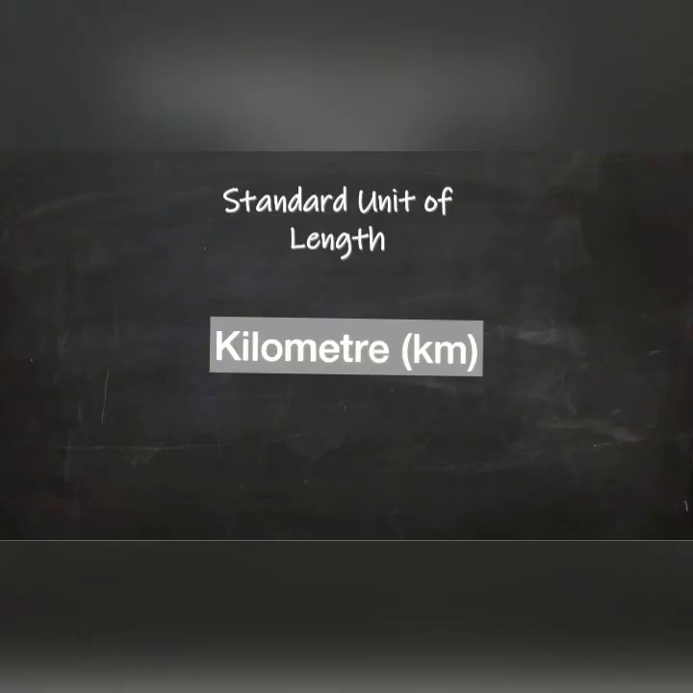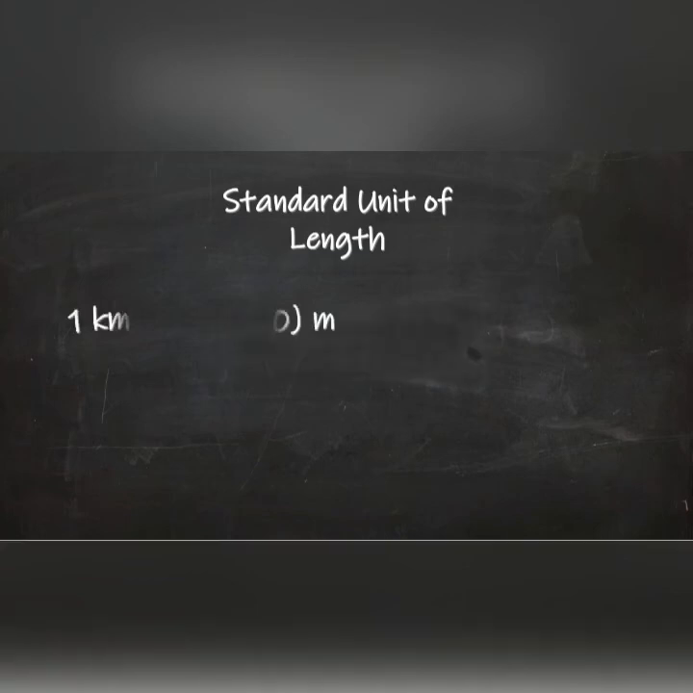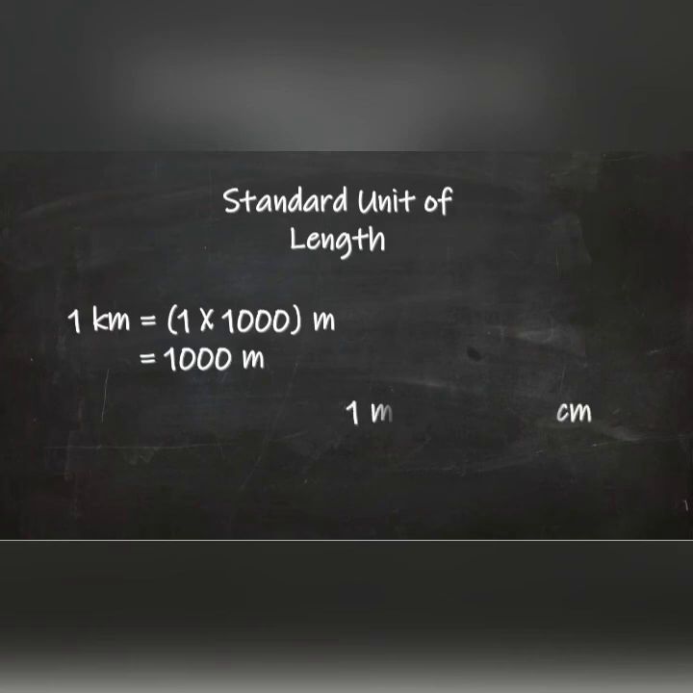So the standard unit of length is kilometer, which is represented as km. So kids, 1 kilometer is equal to 1 multiplied by 1000 meters, which is equal to 1000 meters, and 1 meter is equal to 1 multiplied by 100 centimeters. That means 1 meter is equal to 100 centimeters.